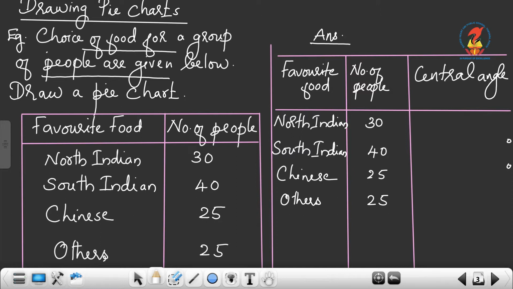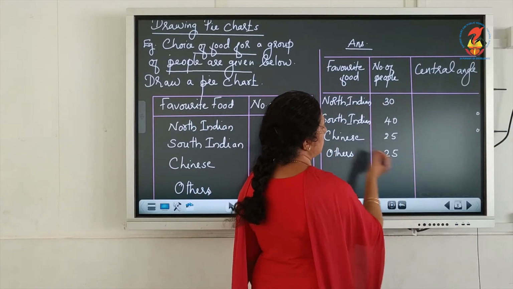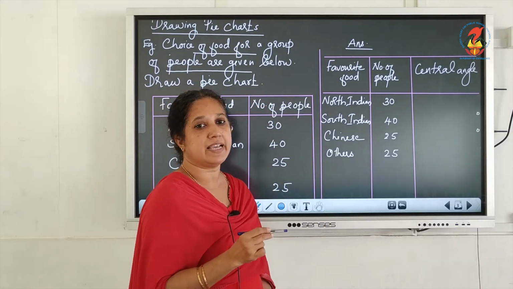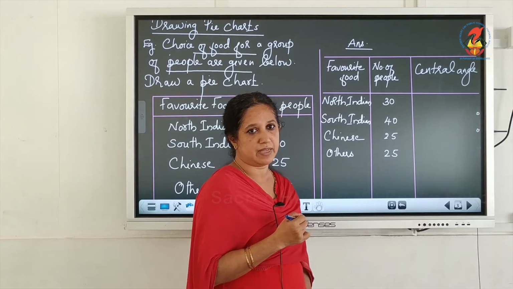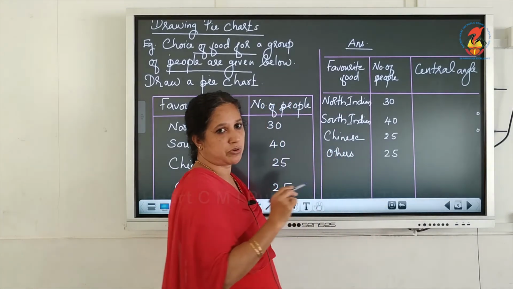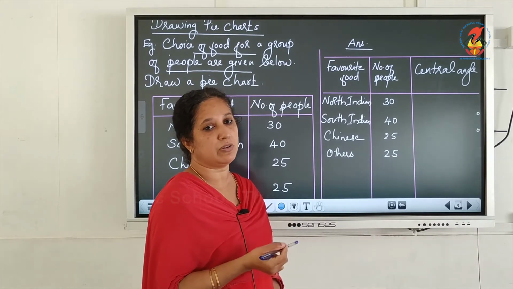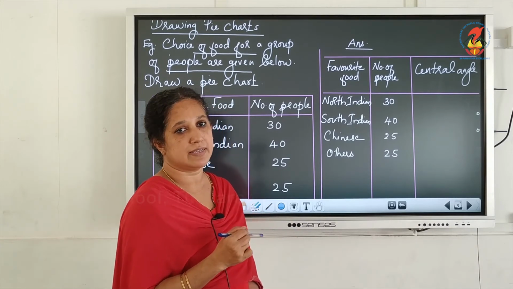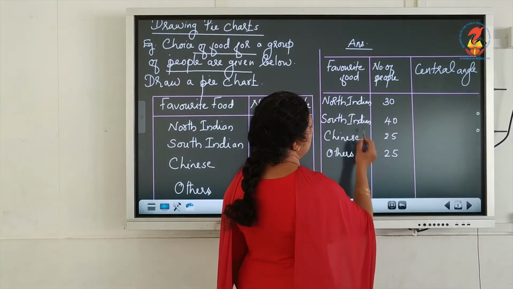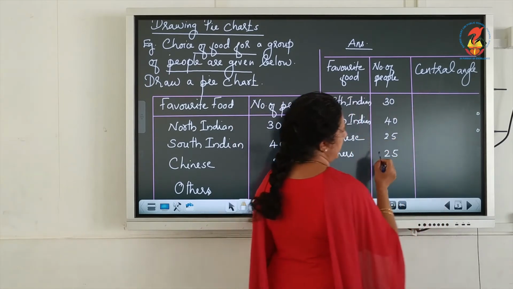So what you have to draw is a table. In the first column favorite food, second column number of people, and the third column the central angle. That means we have to find the angle of each sector. Corresponding to each data we have to draw a sector, and you have to find out the central angle, the angle of the sector. Then only we can draw the sectors. So first you have to draw a table.